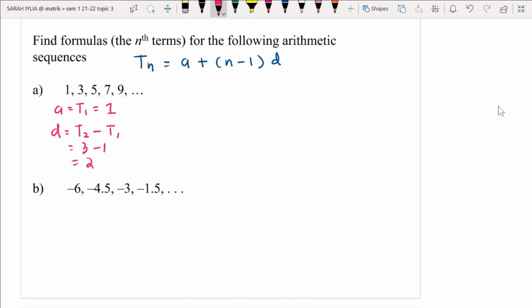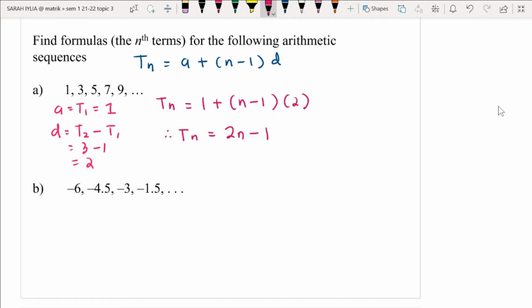And then, n tak perlu cari sebab memang kita nak jawapan dalam sebutan n, the nth term. So, substitute one by one. Tn would be equal to a plus (n minus 1)d. Jangan tinggalkan jawapan macam ni. Make sure final answer always in simplest form. So, kena simplify lah. In this case, 2n minus 1. That would be our nth term for this case.